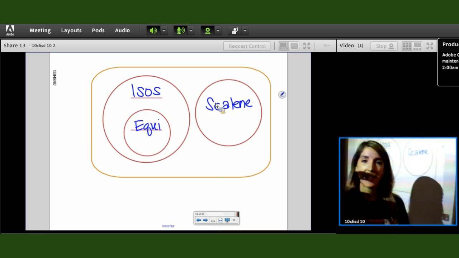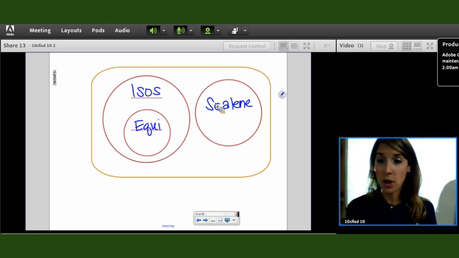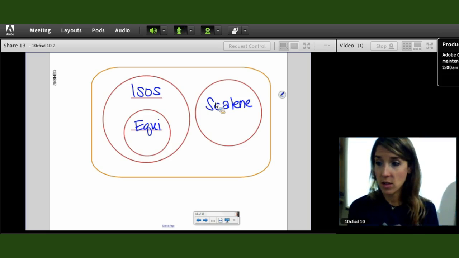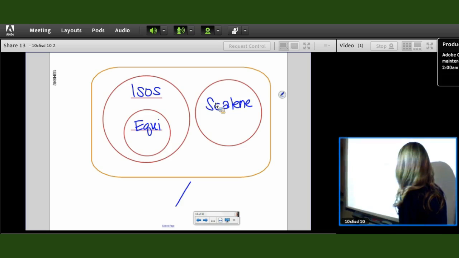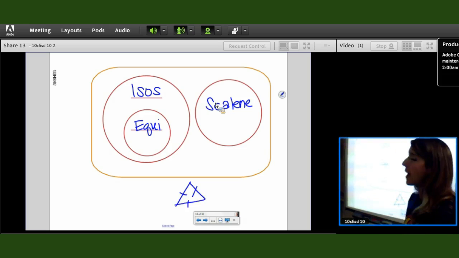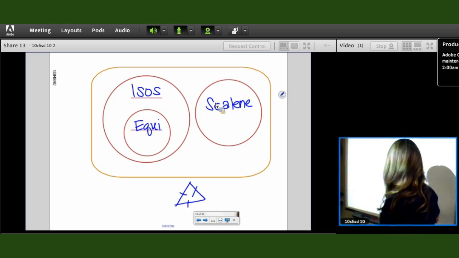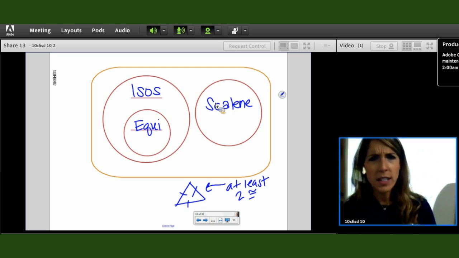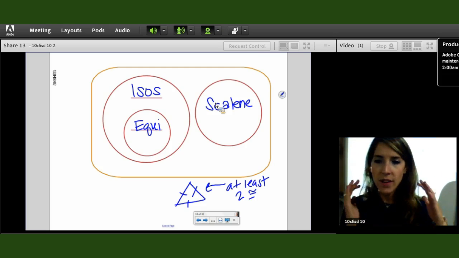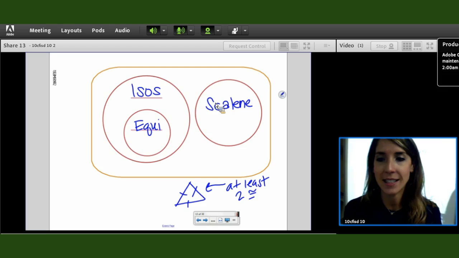So that would mean you're saying that all equilateral triangles are isosceles, but not all isosceles triangles are equilateral. And that's perfect. No, that's perfect. All equilateral triangles, do you agree that if a triangle is walking around with three congruent sides, that triangle has at least two sides congruent? Well, of course it has at least two sides congruent. So if it's equilateral, it's definitely isosceles.